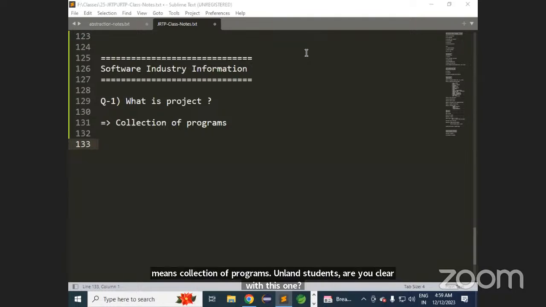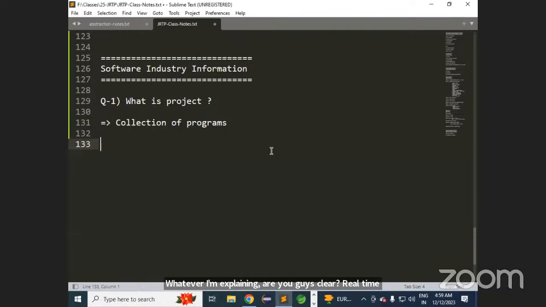Whatever I'm explaining, are you guys clear? Real-time project means don't expect that we will develop any project like the IRCTC end-to-end project here. That's not possible. So from the project, I will take some modules, 6 to 7 modules. We will develop those modules here, but we will use all the best practices and all the industry scenarios. Fine. What is a project that we understood?